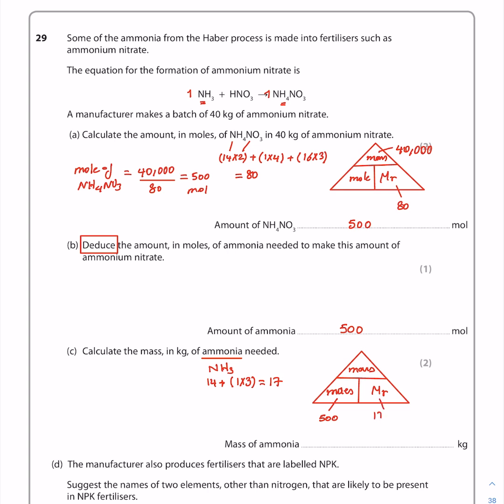يبقى الـ Mr 17. يبقى هنا الماس of ammonia is equal to المولز 500 times الـ Mr 17، يطلع الانسر 8500 جرام. بس هو عاوز الانسر بالكيلو جرام، يبقى 8.5 kilograms.